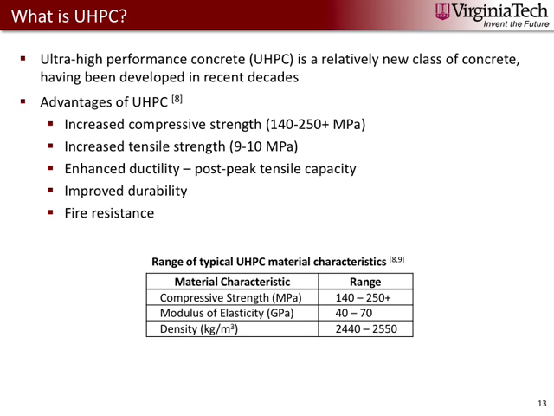So what exactly is ultra-high-performance concrete? It's a relatively new class of concrete, having been developed in recent decades, and it's characterized by increased compressive strength, tensile strength, improved ductility, durability, and fire resistance. This source gives the compressive strength for UHPC as anywhere between 140 to 250 or more megapascals. And I'd like to note that all of these characteristics are very important to the performance of shear walls in tall buildings.